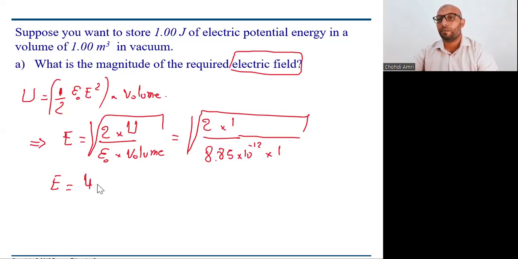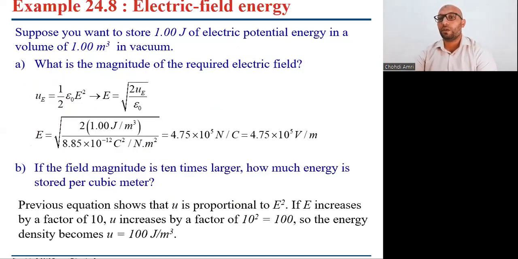4.75 times 10 power 5 volt per meter, or we can say Newton per coulomb. Okay, so this is the first question. Let's move to the second question.